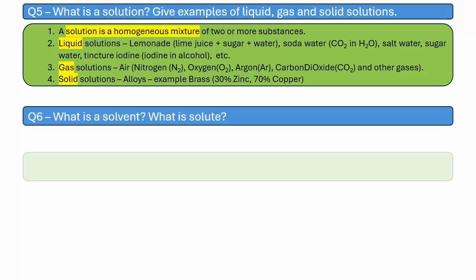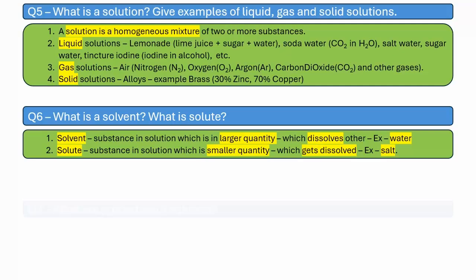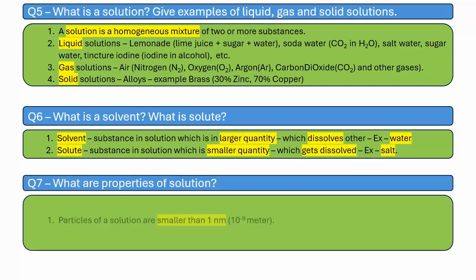What is a solvent? What is a solute? A solvent is the substance in the solution which is in larger quantity. That is what dissolves the other. For example, if you dissolve salt in water, water is in more quantity, right? So that is the solvent, and salt is what gets dissolved into that water. So that is the solute. A solute is a substance in a solution which is smaller in quantity and gets dissolved. The one that dissolves is the solvent, the one that gets dissolved is the solute. For example, salt.